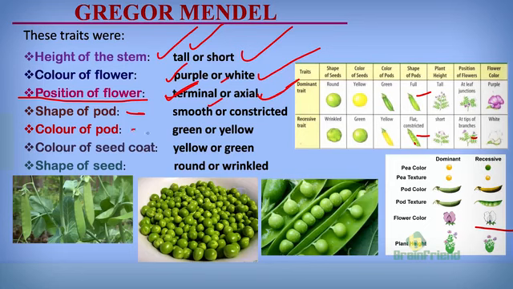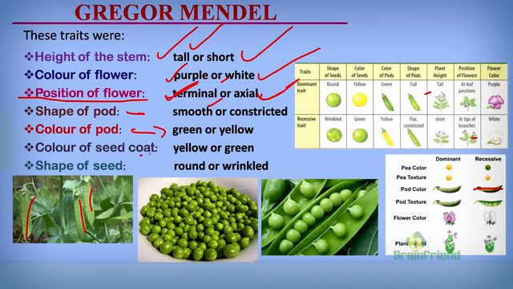He looked at the color of the pod as well. What color can you see from these pea plants? Green, right? These ones are also green. These are green. But Gregor Mendel noticed that some special kind of pea plant had the yellow pod. They had yellow pods, so they were different from those green ones.